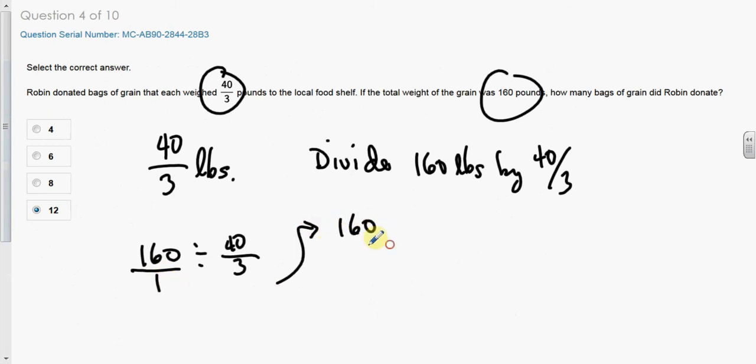Take the 160 as being 160/1. You remember, you take the division sign, convert that to multiplication. The second fraction is inverted, so this is 3/40. Now 40 goes into 160 4 times. 16 divided by 4 is 4. Then they both have zeros, so the zeros cancel out. So all we have is just 4 times 3, which is 12/1. That's just 12.